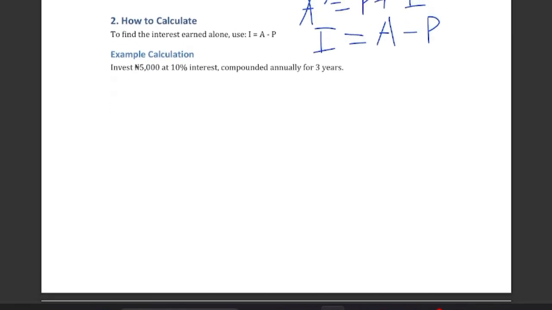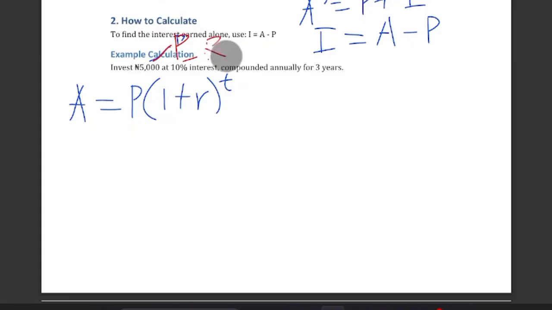Now we are going to apply it using the formula. The formula, which is amount equals P, open brackets, 1 plus the rate, raised to the power T. So here the P is 5,000. The interest is the R, and the year is T. So let's apply this now. The principal, that is 5,000.